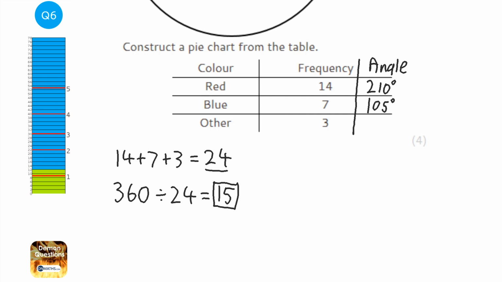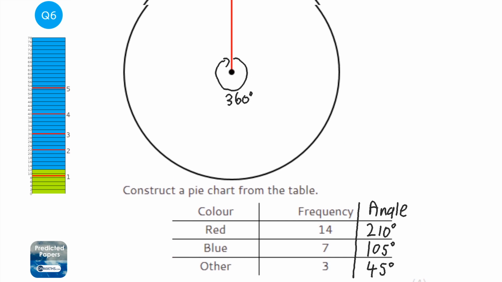And 3 times 15 is 45 degrees. Now let's just check this. Let's add them up. 210 plus 105 plus 45 equals 360. And then you need to plot it onto the pie chart.